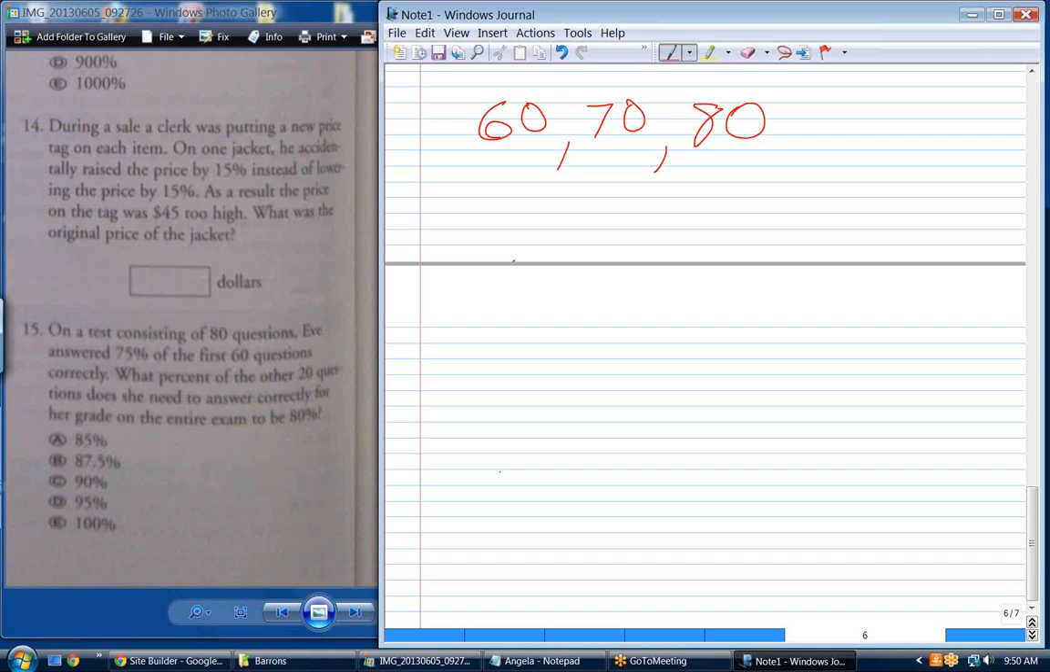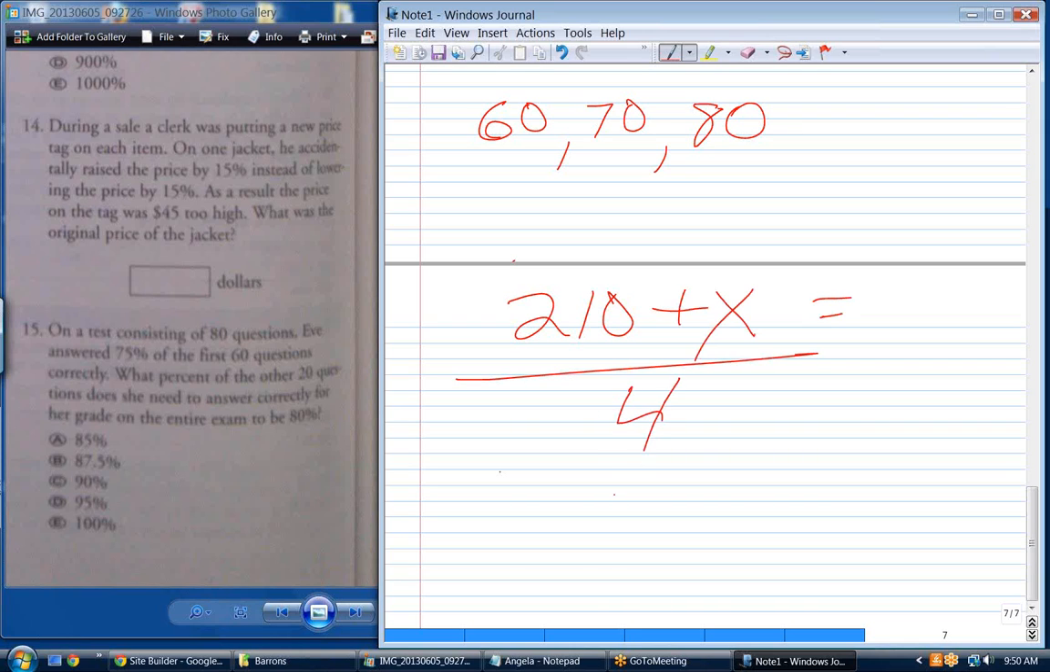Okay, the variable will be x, so it'll be 60 plus 70 plus 80 plus x, and then you'd have to divide that by 4, equals 75. And then solve for x. That's the way it would be set up.